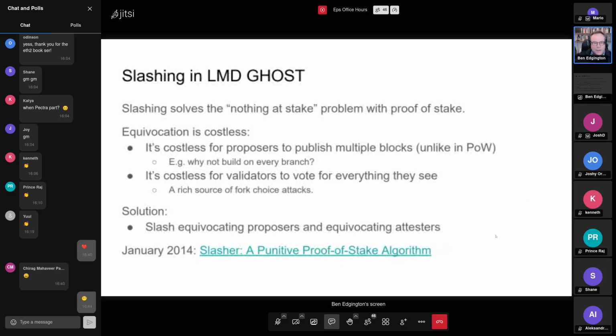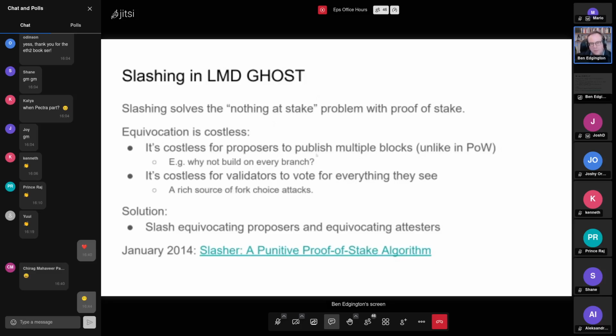Last topic, I think, on LMD Ghost: slashing. Early proof of stake designs had a real problem because nothing was at stake. Stake was used as an anti-Sybil mechanism, but wasn't used for anything else. It was basically just to limit the number of participants on the network. However, nothing was really at stake. There were no punishments there. And that meant that equivocation, which is changing your mind or supporting two forks simultaneously, was costless.